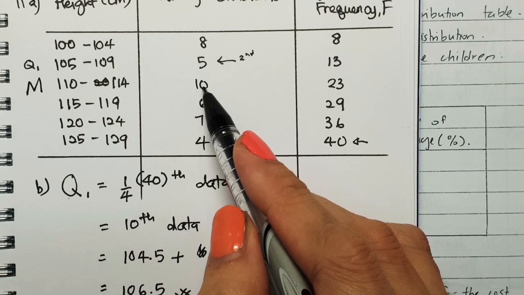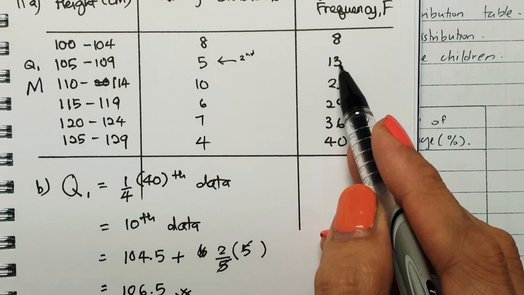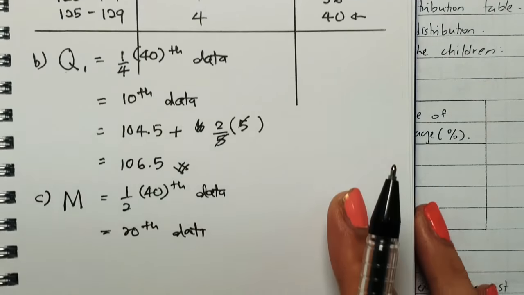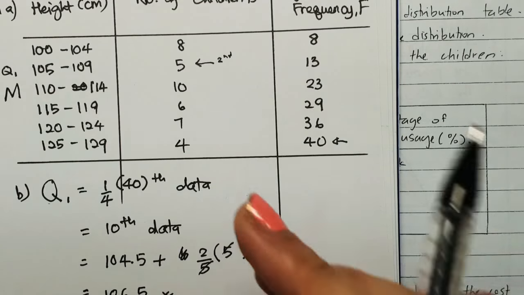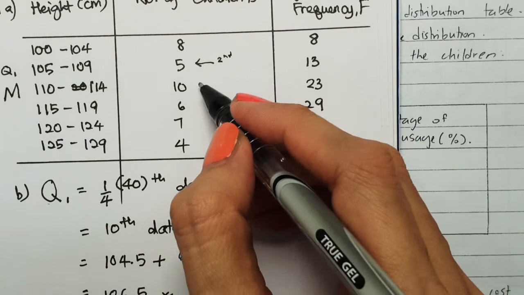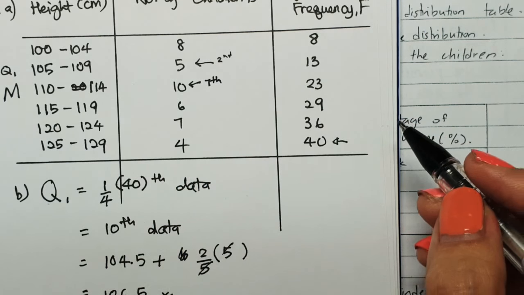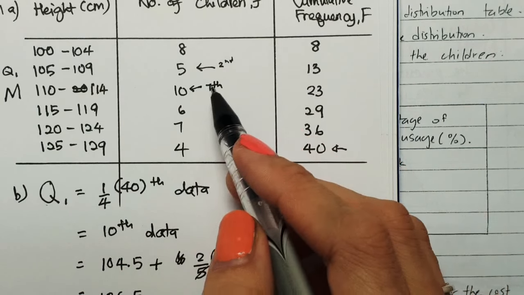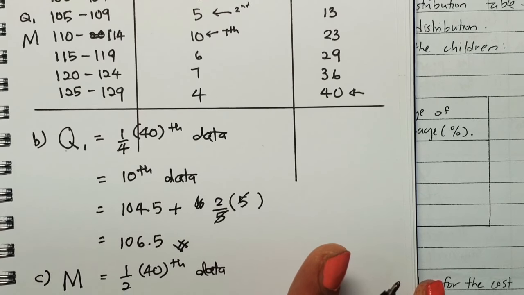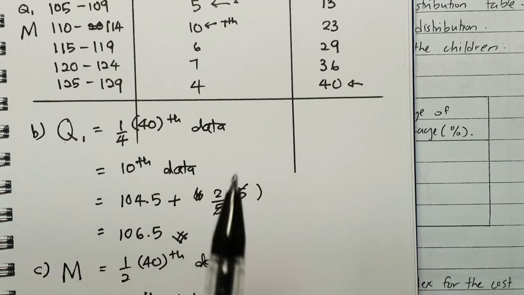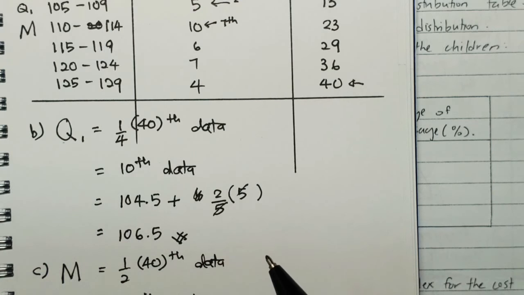Before we reach this class, we have already gone through 13 data. So in order for us to reach our median, which is the 20th, after 13, we have to move on until we meet the 7th data in this class, because 13 plus 7 is 20. So in that case, now we can apply the formula. Take the lower boundary. The lower boundary is 109.5.